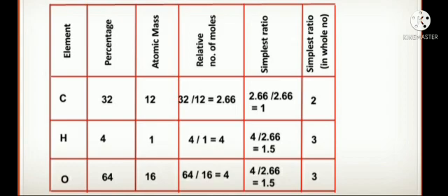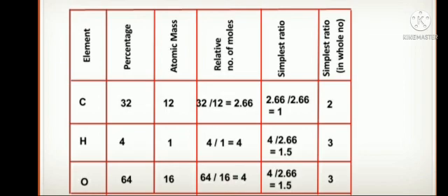In the second column, we have to place the percentage of the elements which is given in the question. The carbon percentage is 32. Hydrogen, the percentage is 4. Oxygen, the percentage is 64. Hence, in the second column we place the percentage of the elements, namely carbon, hydrogen and oxygen.